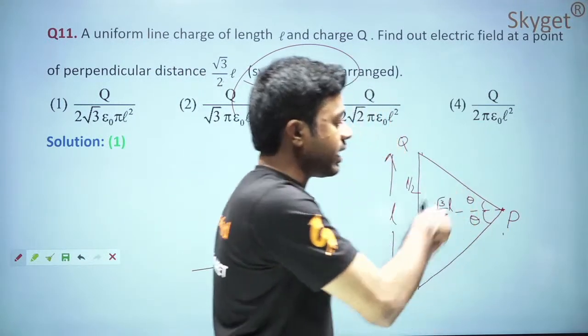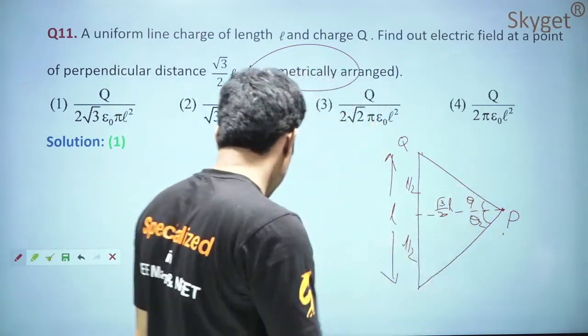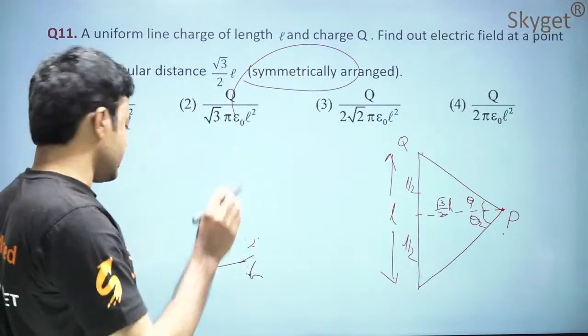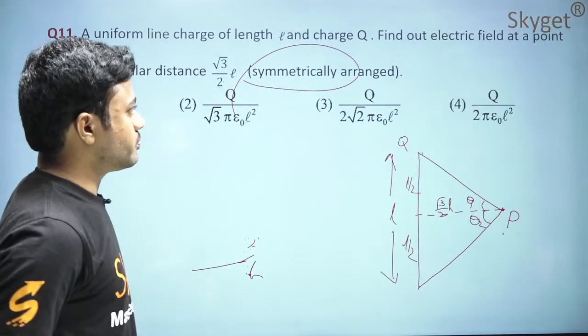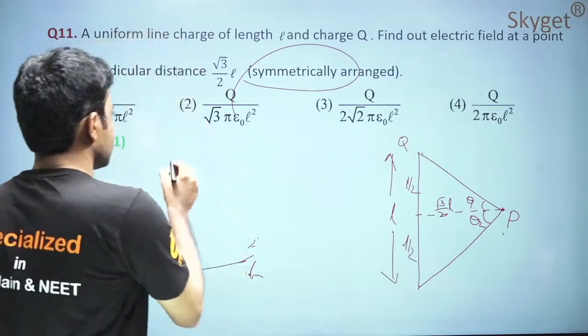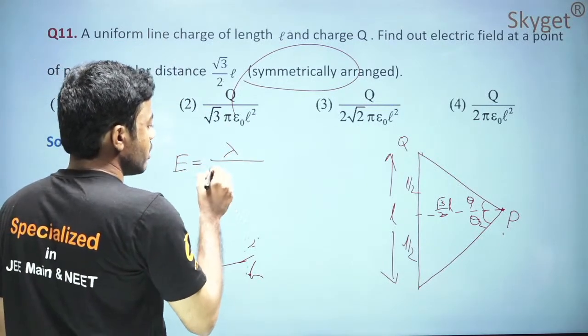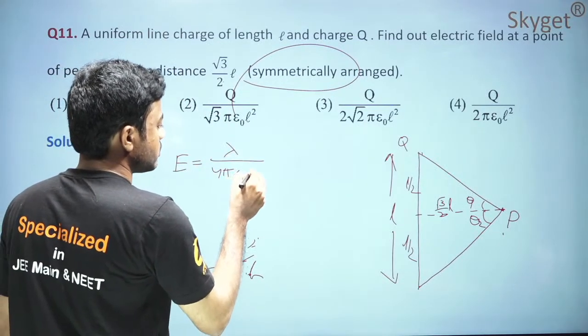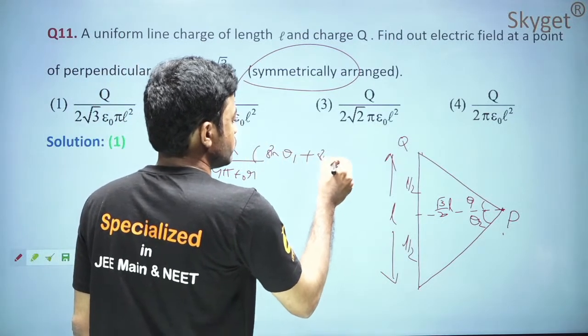So it makes equal angles with both of these. Let us say they are theta 1 and theta 2. You have to find the field intensities because of both. To find the field intensity because of a line charge density, E is equal to lambda by 4 pi epsilon naught r, times sin theta 1 plus sin theta 2.